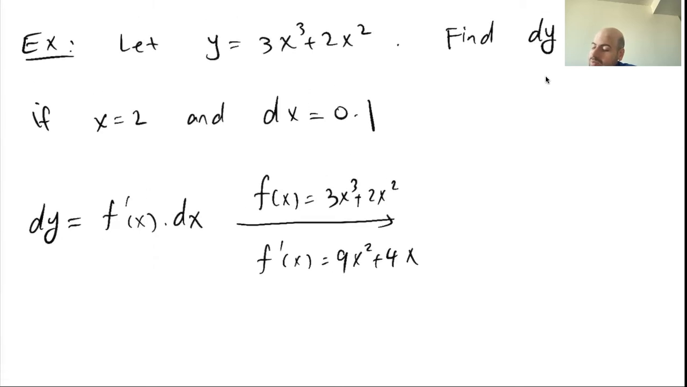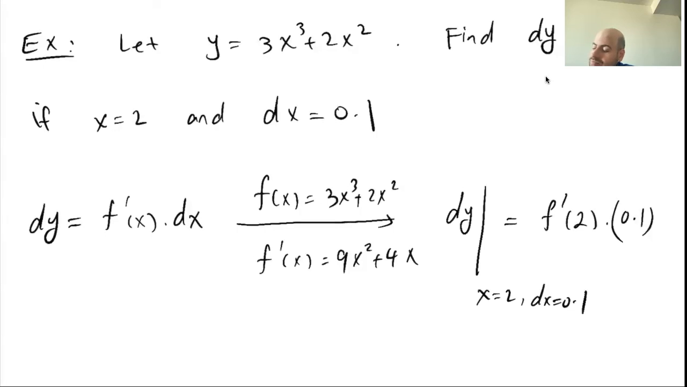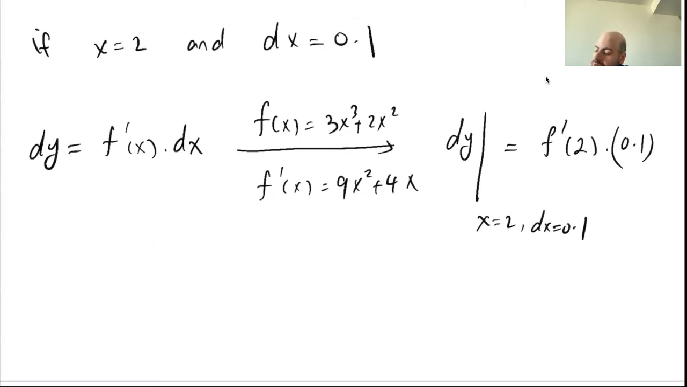And then dy will be equal to, so add the values of x equals 2 and dx equals 0.1. It will be f prime of 2 times 0.1. How much is that going to be?